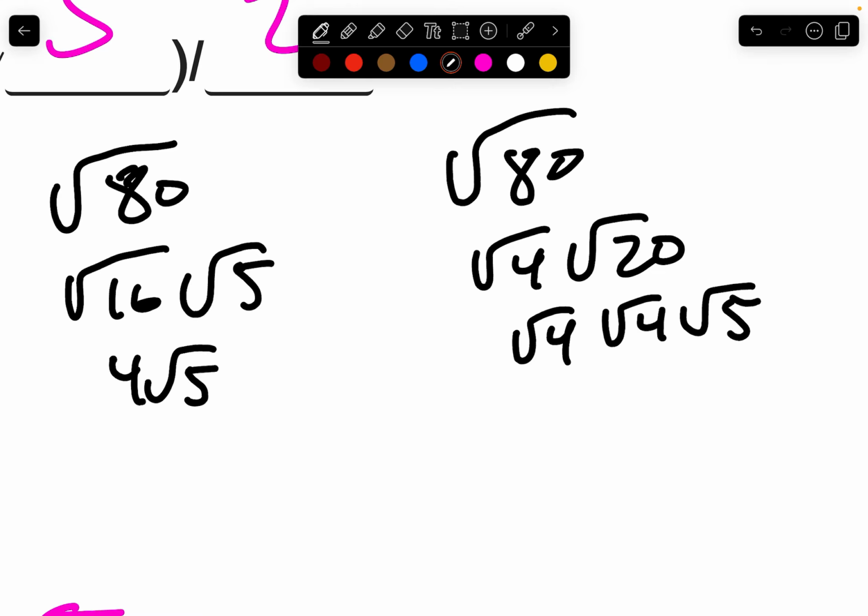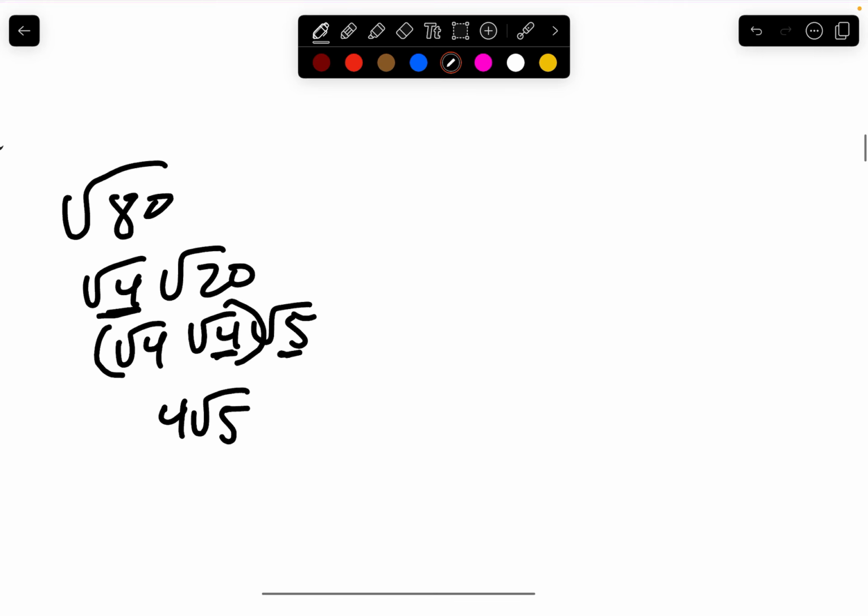And don't forget we have this root 4 as well. So root 4, and then root 20 would be root 4 times root 5. Well, what is root 4 times root 4? Whole number 4.